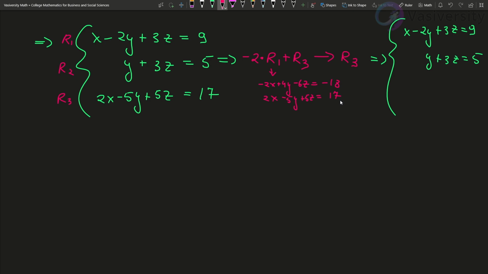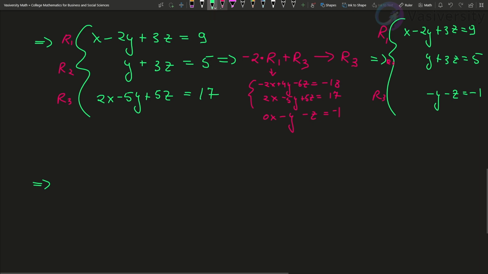Okay, so if we add that, we're going to get 0x, right? Minus y minus z. So we get negative y, negative z equal to negative 1. And now, again, this is our row 1, row 2, row 3. Okay, so now let's take a look. What can we do here?